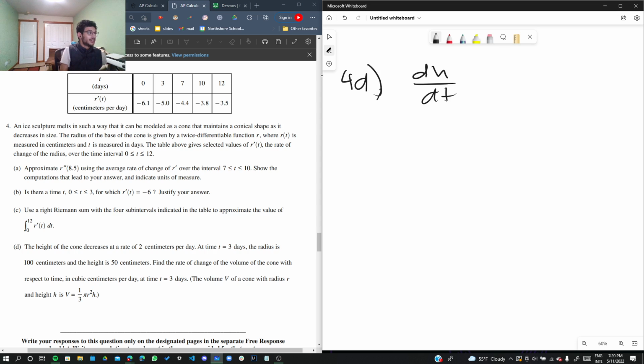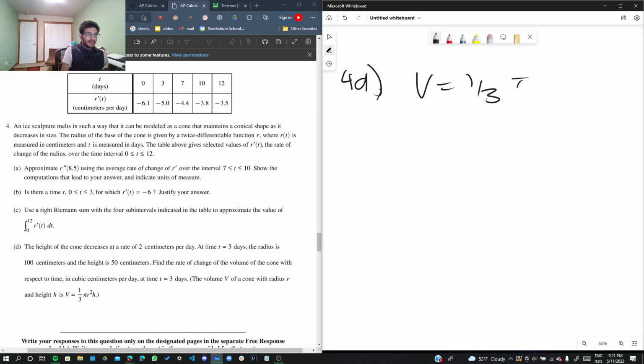dH over dt, right? Let's just pause. Okay, actually, let's read the entire question. The height of the cone decreases at a rate of 2 centimeters per day. At time t equals 3, the radius is 100 centimeters and the height is 50 centimeters. Find the rate of change of the volume of the cone with respect to time in cubic centimeters per day at time t equals 3 days. The volume V of a cone with radius r and height h is the following formula.